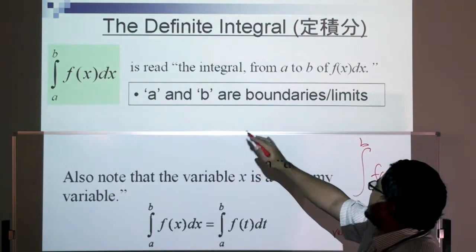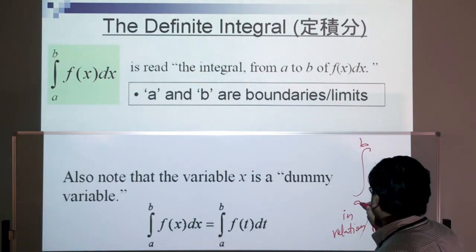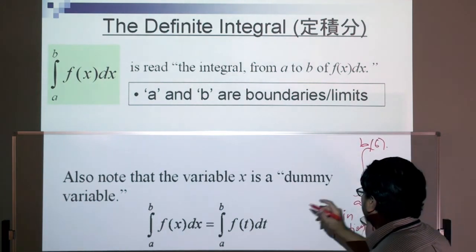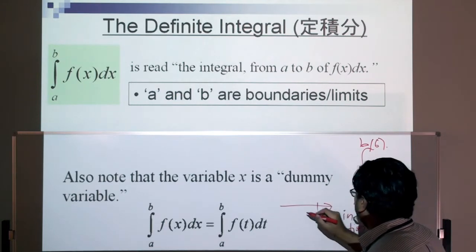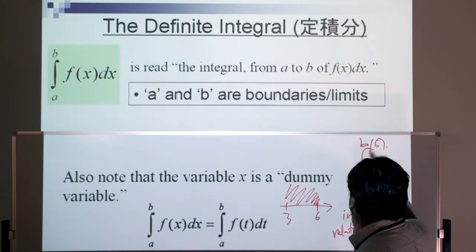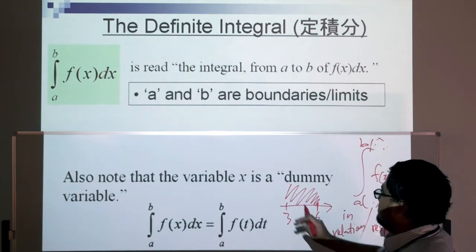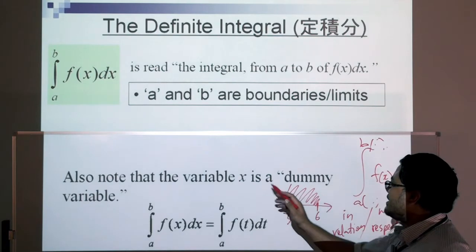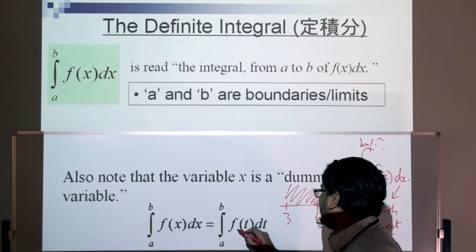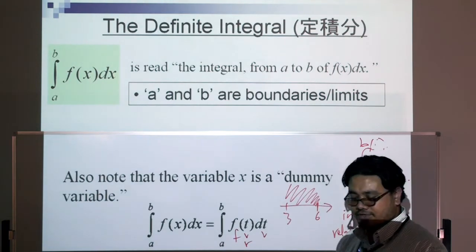Again, notice a and b are boundaries or limits. So a is the lower limit and b is the upper limit. So that can be, for example, 3, and that'll be 6 on the x-axis. Okay, imagine the x-axis. So we're probably talking about an area from 3 to 6, and that area there. This is the upper limit, b, on top, and the lower number goes on the bottom, a. Also note that the variable x is a dummy variable. So instead of x, we can have t, or we can even have v, or any letter. Okay, r, for example.